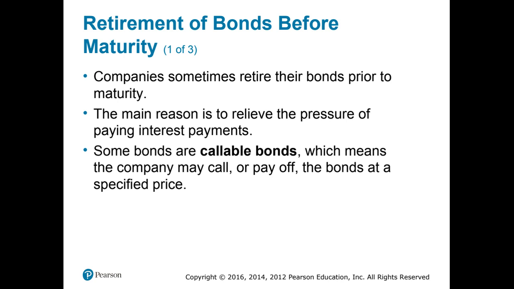Companies sometimes retire their bonds prior to maturity. The main reason is to relieve the pressure of paying interest payments. Some bonds are callable bonds, which means the company may call or pay off the bonds at a specified price.